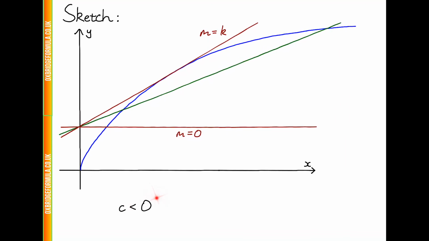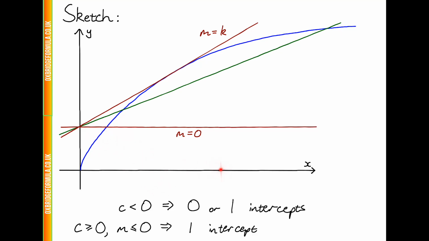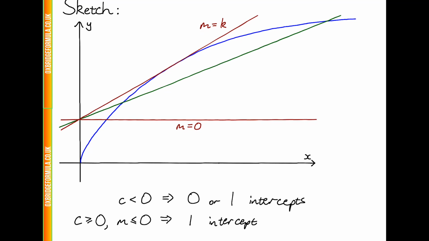Firstly, let's think, if c is negative, so the y-intercept of the line is negative, then how many intercepts can we have? Well, we might have no intercepts if the line comes down like this, and if the line is positive, then we'll have exactly 1 intercept. So in that case, we'll have 0 or 1 intercepts, but we certainly can't have 2. Next, let's think about when c is greater than or equal to 0, but the gradient is less than or equal to 0. So we're in some case that looks sort of like this red line or is even lower than it. Then we can see that we'll have exactly 1 intercept. So again, we won't have 2 intercepts.